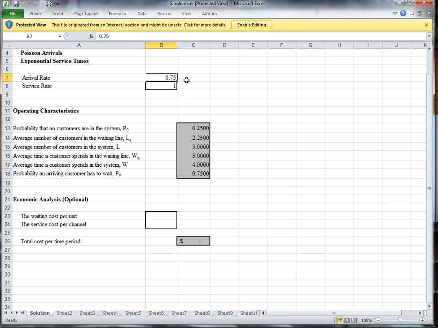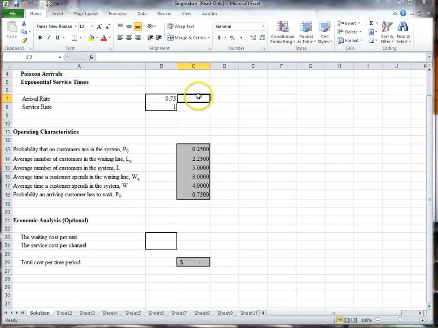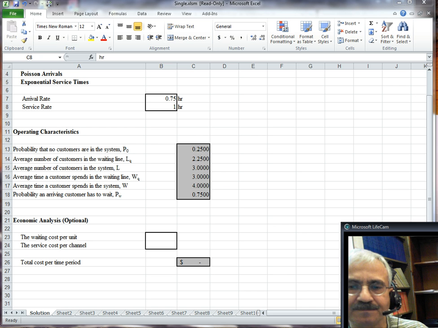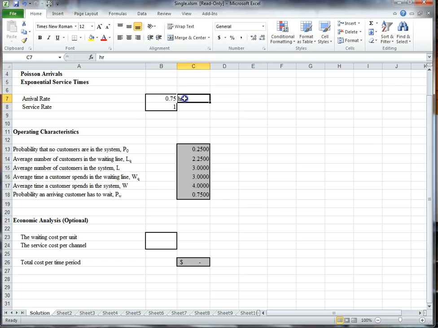And the unit time should be the same. So if I had an hour here, this should be per hour. If this is minutes, this should be minutes. I need to enable editing for this to work. So remember, if those numbers are given to you with different units, you need to make sure that they follow the same unit. This doesn't have to be hours, it can be any unit.